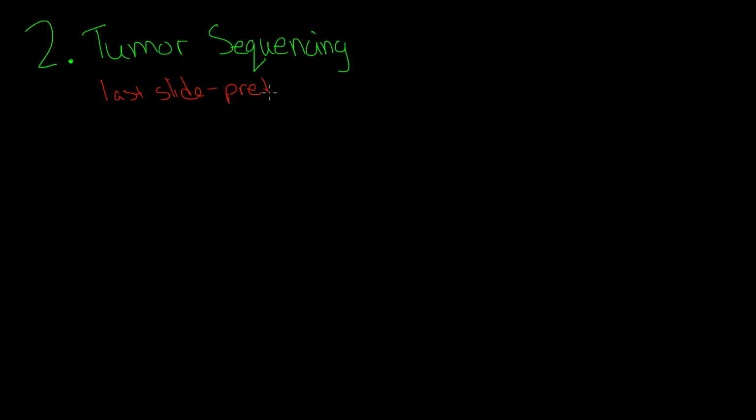Another way that genomics can help with cancer is through what's called tumor sequencing. And tumor sequencing is just what it sounds. It's sequencing the DNA of a tumor. So on the last slide, we were talking about predicting cancer and predicting chances and risk factors. And now we're talking about treatment.